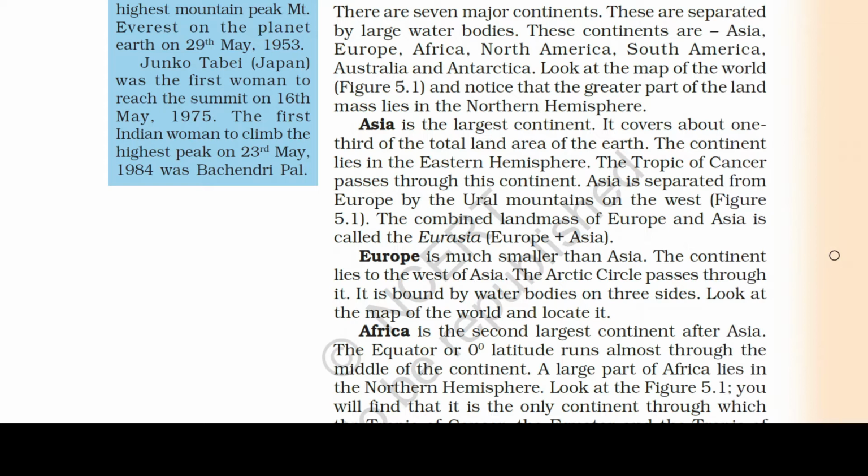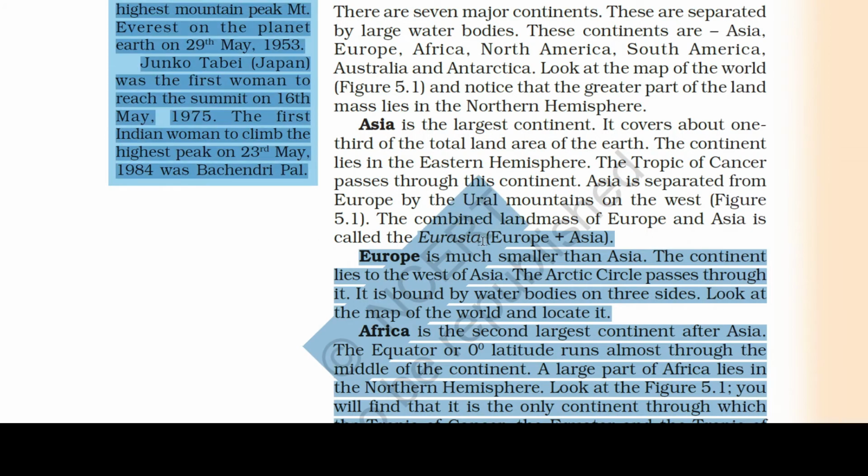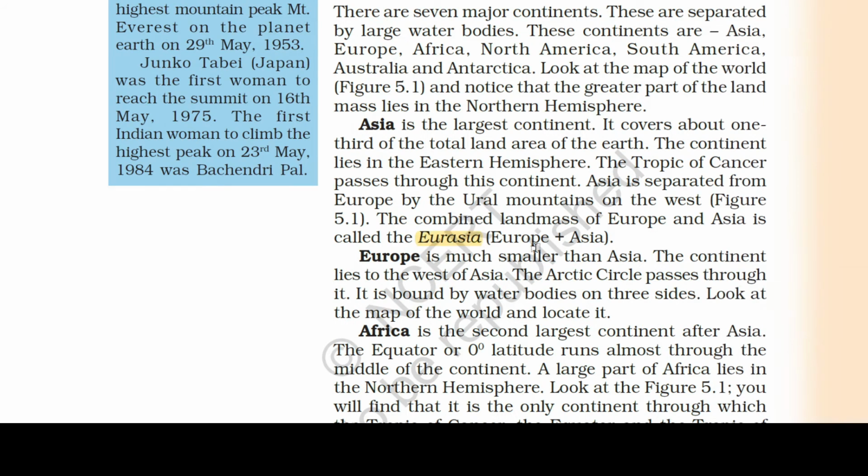Secondly, we will discuss the second continent, Europe. It is much similar to Asia, but smaller than Asia. The continent lies to the west of Asia. The Arctic Circle passes through it. It is bounded by water bodies on 3 sides. Look at the map of the world and locate it; your task is to locate this in the world map given to you.